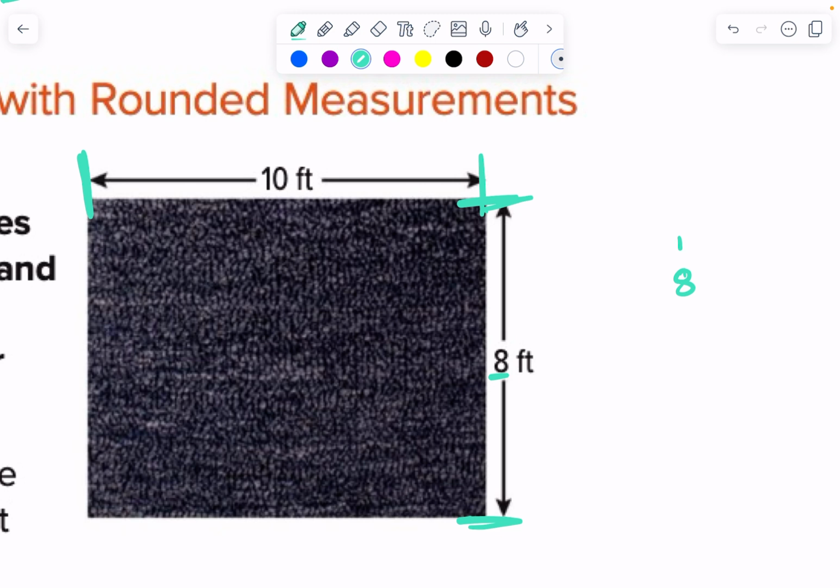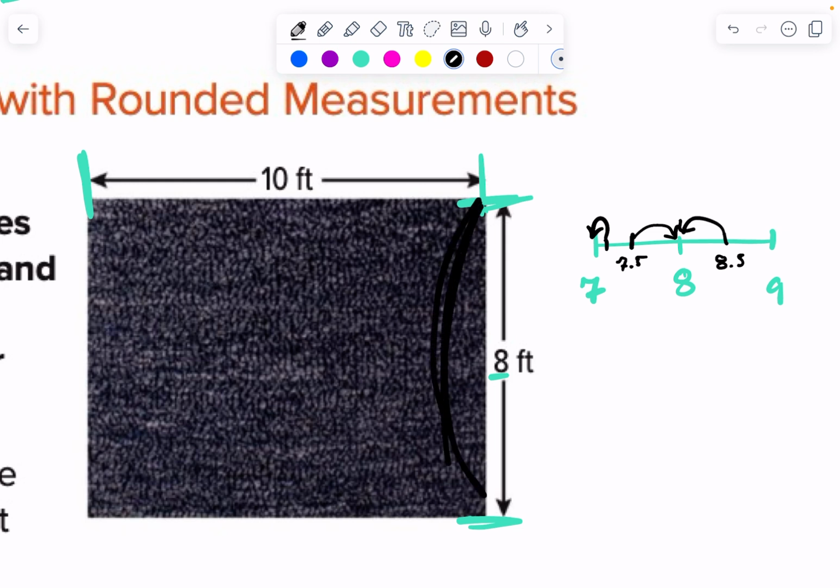If I have 8 here, and I'm measuring things, my next increment down was 7, and my next increment up would be 9. So if this was 7.1, it's going to round to 7, right? But if it's anything larger than 7.5, it's going to round to 8. And if it's anything lower than 8.5, it's going to round to 8, right? So this dimension right here of carpet, let's call it X, could have been anywhere between 7.5 and 8.5.